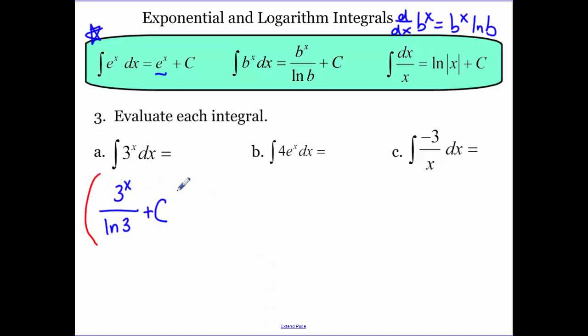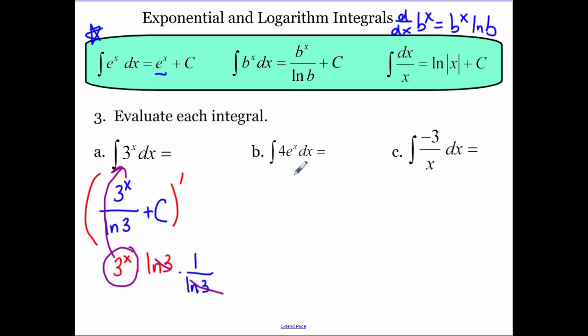Now I'm going to take the derivative of that just to show you guys that the ln of 3 cancels. The derivative of 3 to the x is 3 to the x times the ln of 3. Now keep in mind that we have this ln of 3 on the bottom. That's a coefficient, so I just tag that coefficient along with it. Those ln of 3's cancel, and I get what was inside my integral.